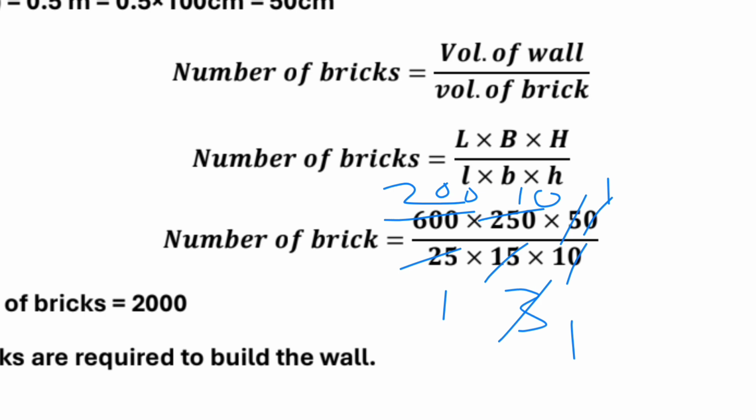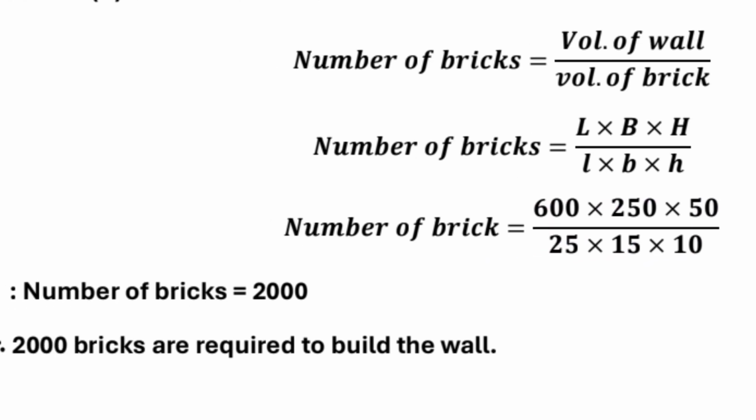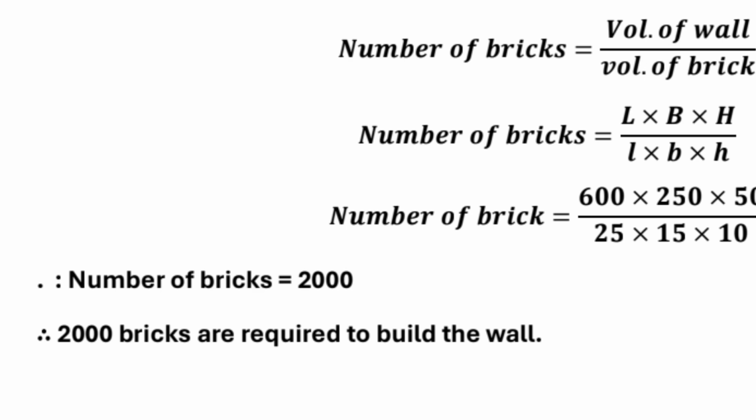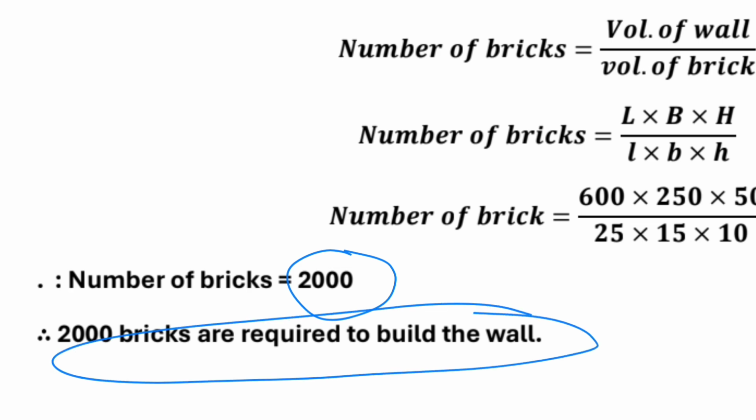Now 3 1s are 3 and 3 2s are 6, and these two zeros. Have you got this? Now here number of bricks is equal to 200 into 10. Therefore, the number of bricks is equal to 2000. This is our final answer. Therefore, 2000 bricks are required to build the wall.